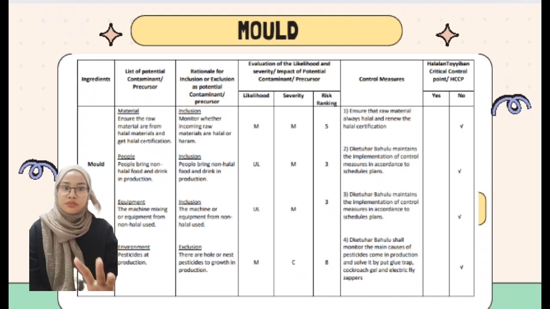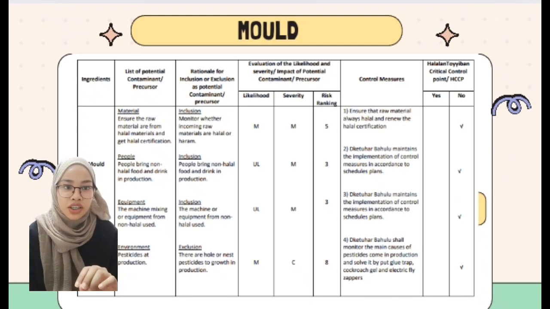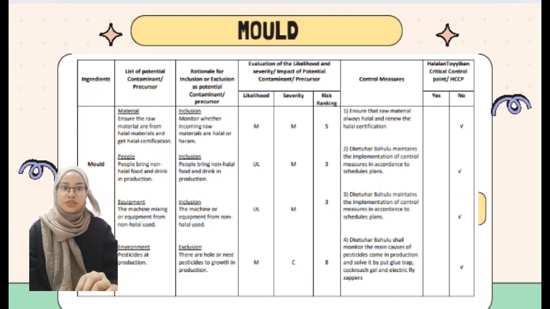And equipment: the machine or equipment from non-halal use. Inclusion: the machine or equipment from non-halal use. Unlikely, moderate, and risk ranking is 3. The company maintains the implementation of countermeasures according to the schedule plan. So the halal tayyiban critical control point is no.